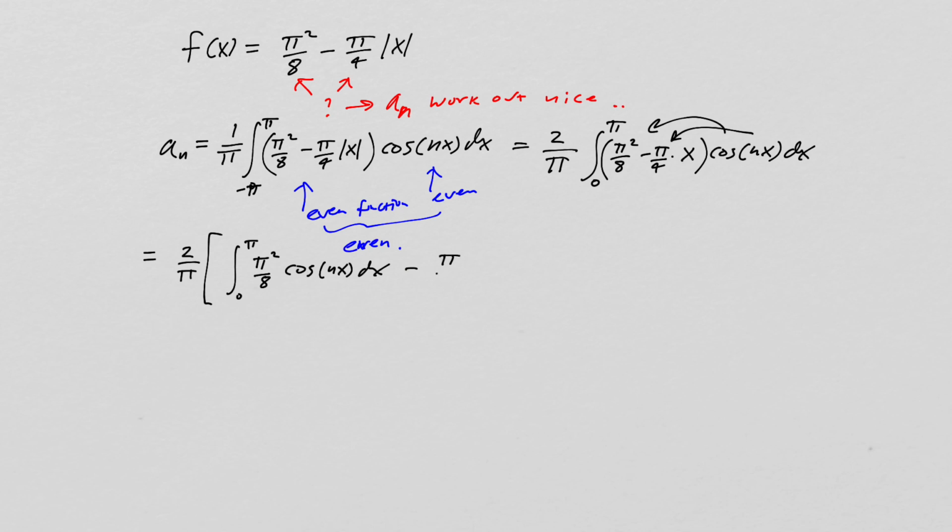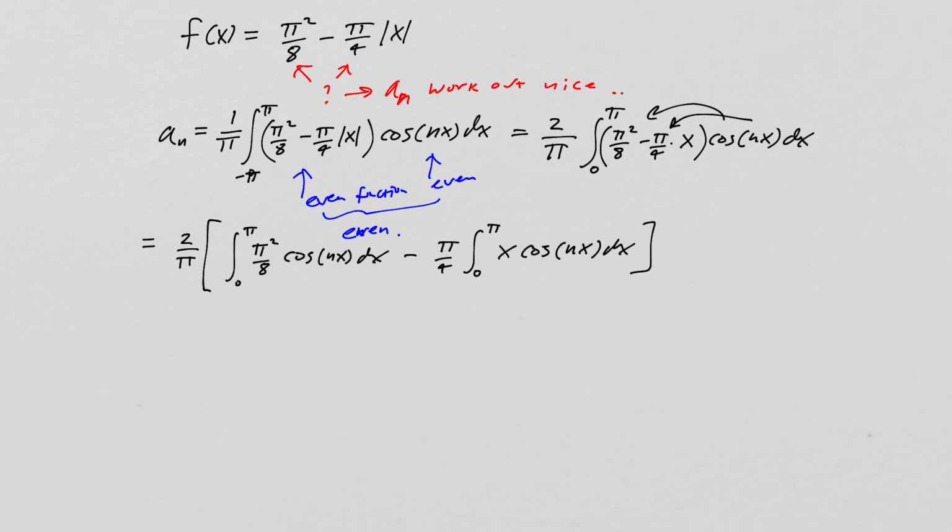Minus, and we'll move the pi over 4 outside, the integral from 0 to pi of x cosine nx dx. The first thing to note is that if I look at this integral straight away, again, we'll put the 2 over pi out front. We'll leave that there. I'll bring the pi squared over 8 out, and note that the antiderivative of cosine is sine, but then because of the nx inside, I have to divide by an n, and then evaluate from 0 to pi.